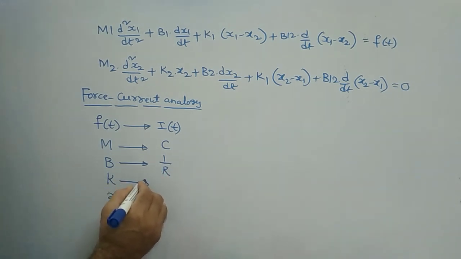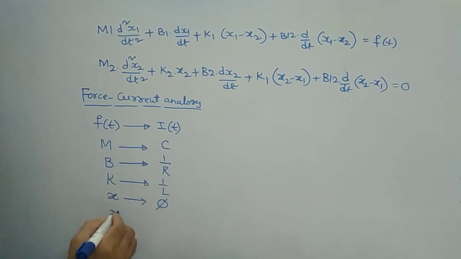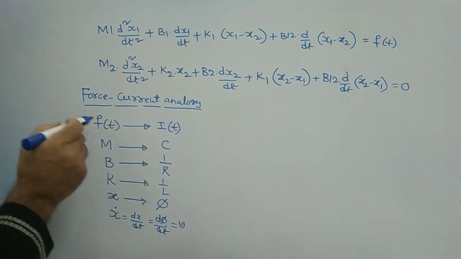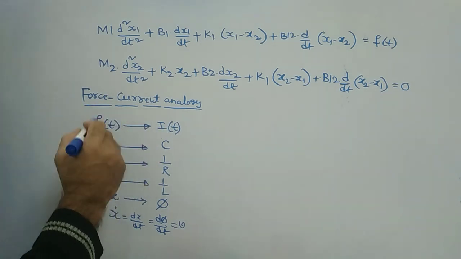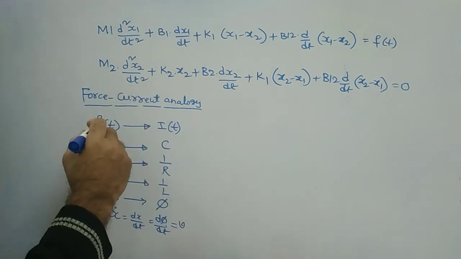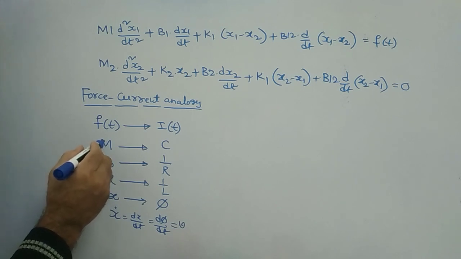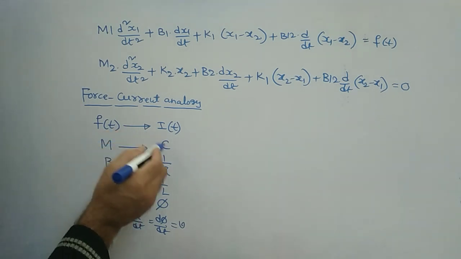K is converted to 1 by L, X is converted to flux, electric flux, and then X dot is nothing but dx by dt. This is equal to further d phi by dt. This is equal to V, voltage. Remember this. F of t is converted into I of t, current, because it is a force to current analogy. So force will be converted to I of t, and the mechanical element M is converted to the electrical equivalent, electrical element C.